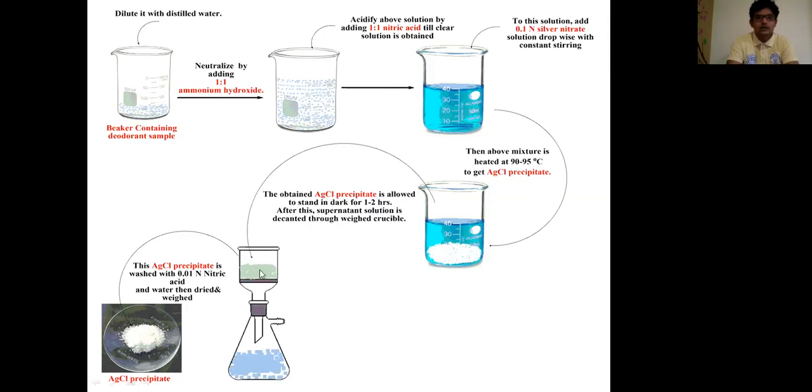So here is the crucible and here is the filtration flask. We have to filter this precipitate. This AgCl precipitate is washed with 0.01 normal nitric acid and water, then dried and weighed. So this is the final precipitate of AgCl which is obtained from the deodorant or antiperspirant sample by using silver nitrate solution. So by weighing this precipitate, we can calculate the amount or percentage of chloride present in the deodorant or antiperspirant sample. So this picture explains the whole procedure for estimation of chloride present in deodorant and antiperspirant sample.